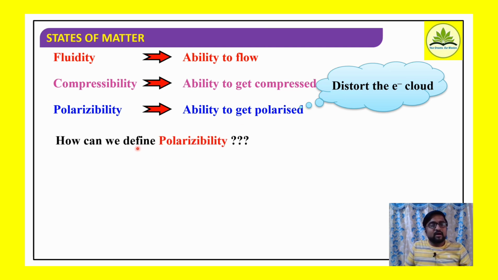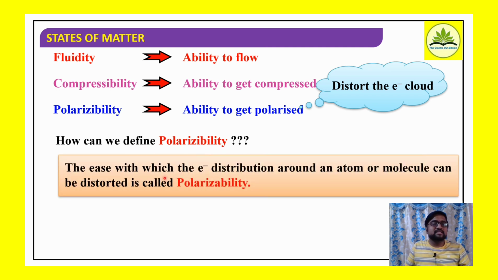Well, how can we define this polarizability? It is the ease with which the electron distribution around an atom or molecule can be distorted. All atoms as well as molecules have this tendency. That ease is nothing but polarizability. How is this polarizability related to dispersion forces? It is directly proportional to dispersion forces, or I can say London forces. If the polarizability is more, dispersion forces are more. If the polarizability is less, dispersion forces are less.